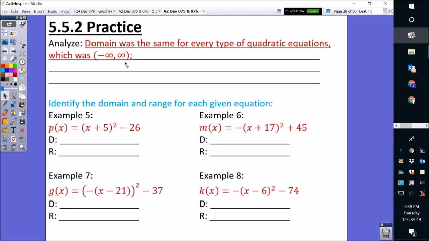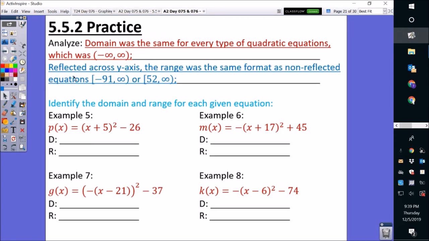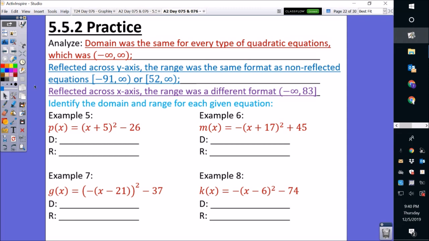Now, let's talk about when it was reflected across the y-axis. The range was the same format as the non-reflected equations, which are the two examples here. You start with open bracket, a number, comma, infinity, and then parenthesis. Now, when it was reflected across the x-axis, the range was different. As stated here, the range was a different format where we start with open parenthesis, then negative infinity, then comma 83, as given in the example, and end with a closed bracket.